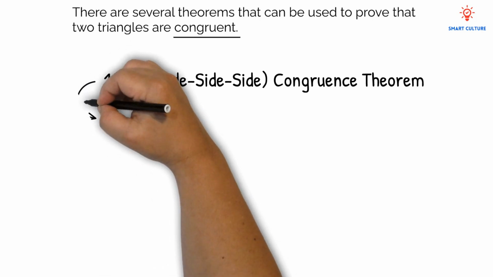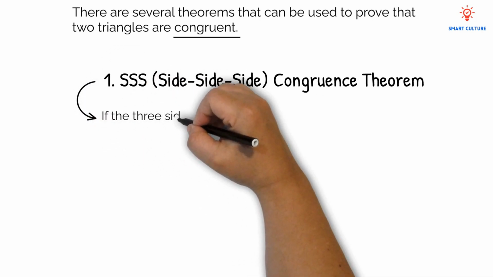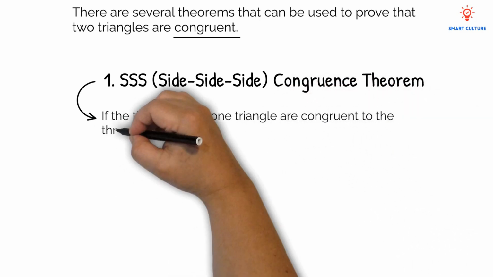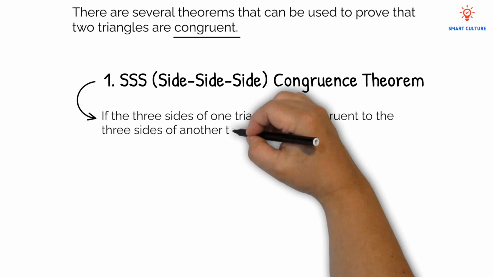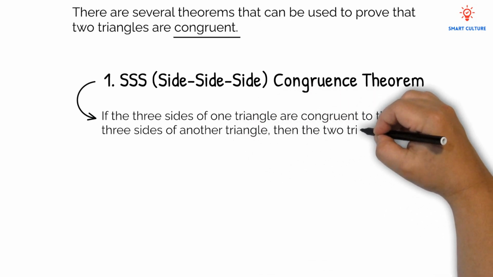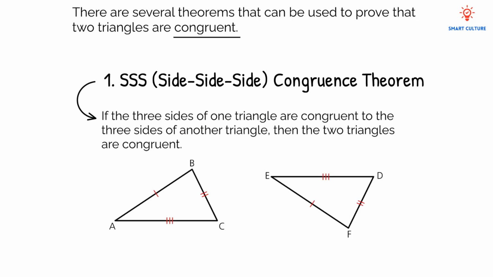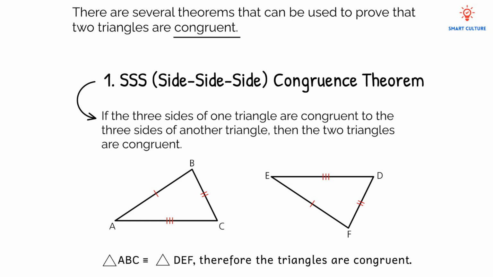And this theorem states that if the three sides of one triangle are congruent to the three sides of another triangle, in other words, identical or the same, then the two triangles are congruent. So if you take a look at this example, we can say that triangle ABC and triangle DEF are congruent.